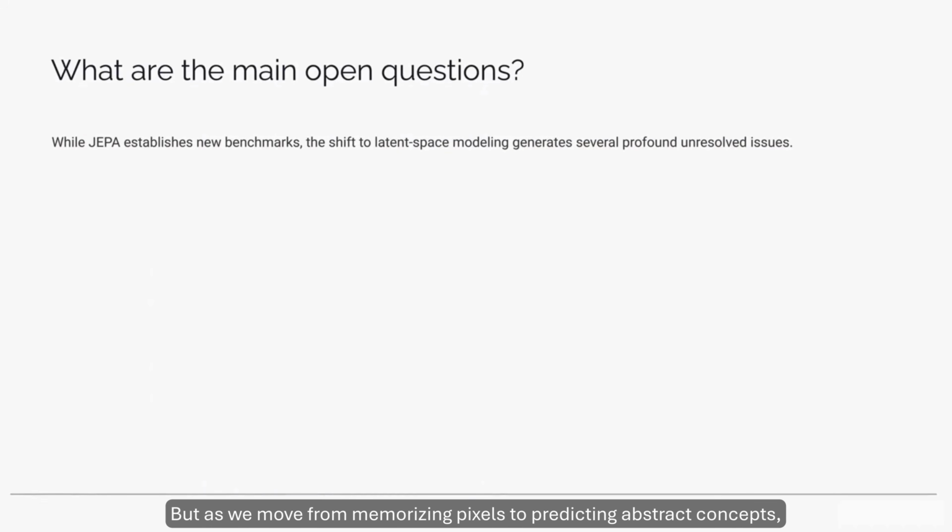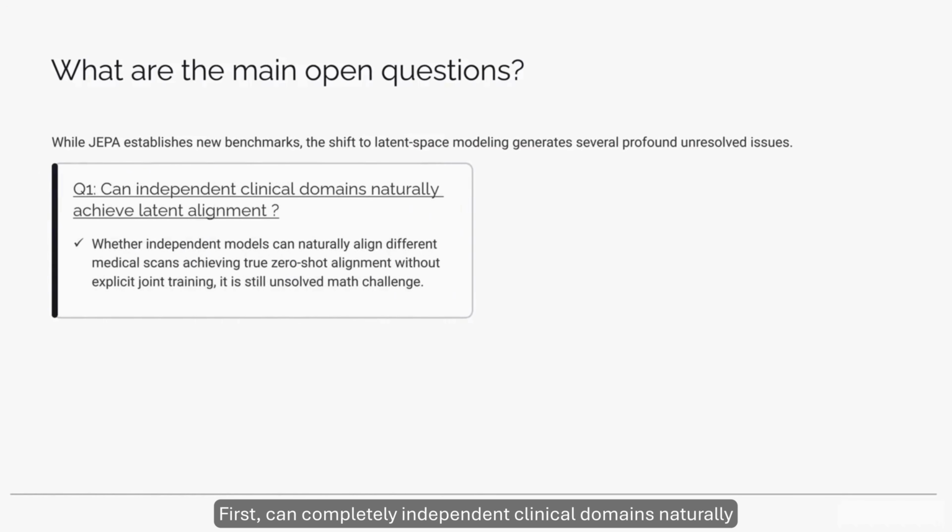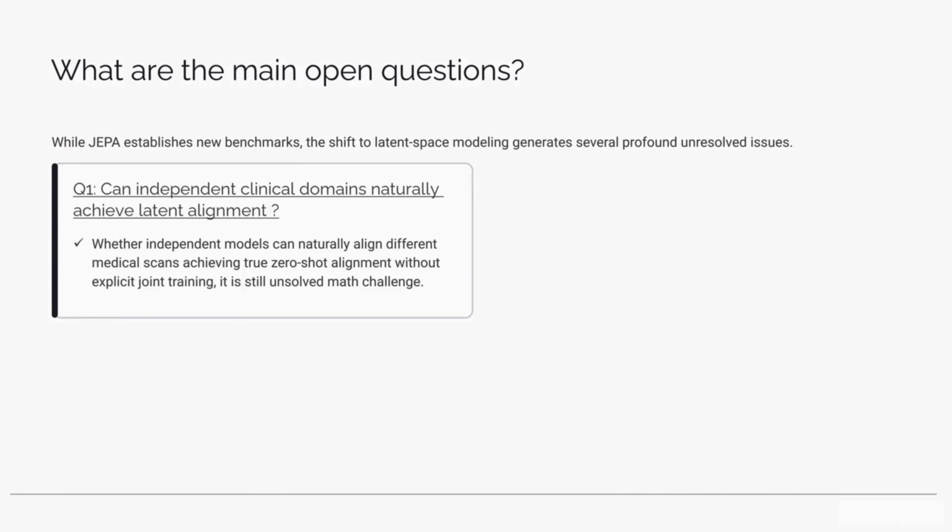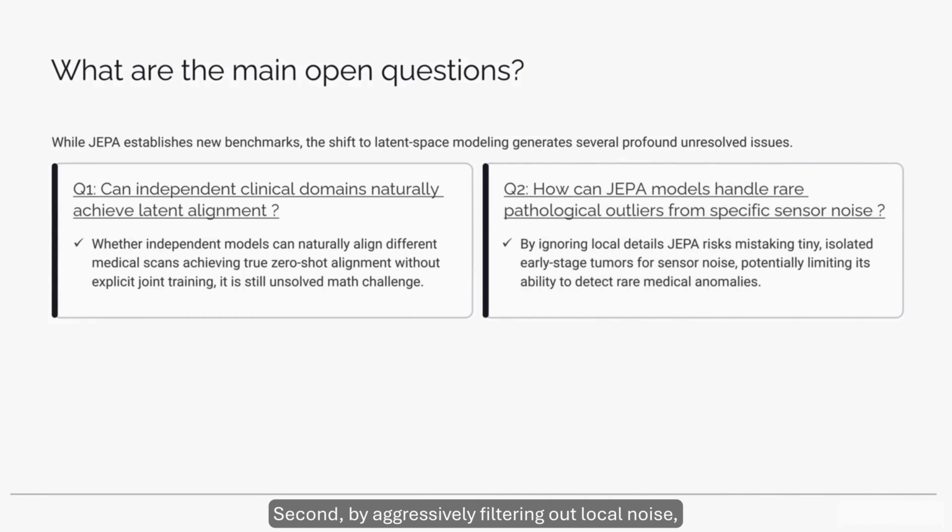But as we move from memorizing pixels to predicting abstract concepts, we encounter profound open questions regarding how this model adapts to new environments. First, can completely independent clinical domains naturally align their data without forcing them through heavy joint training pipelines? We don't know yet. It remains an unsolved mathematical challenge to achieve true zero-shot alignment without explicit guidance. Second, by aggressively filtering out local noise, do we risk accidentally deleting rare tiny medical anomalies? The answer is a cautious yes.